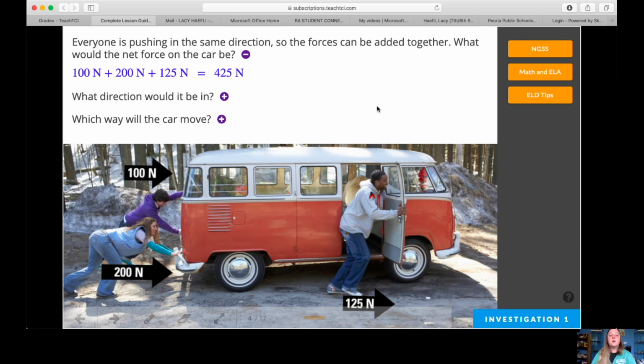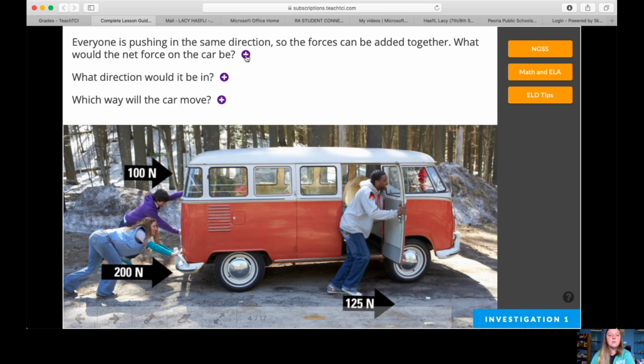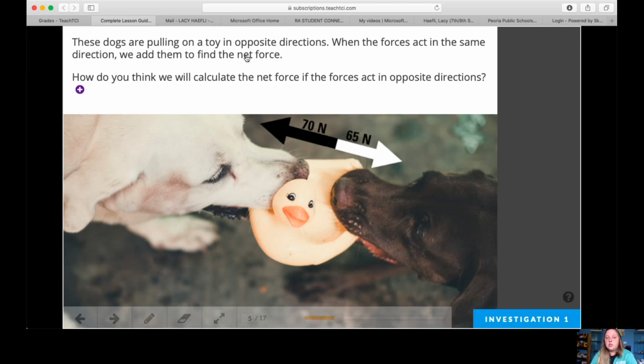Excuse me. What direction would it be in? Well, when we look here, all of these arrows tell us the direction. So this car would be moving in the direction to the right. So what way will the car move? To the right.